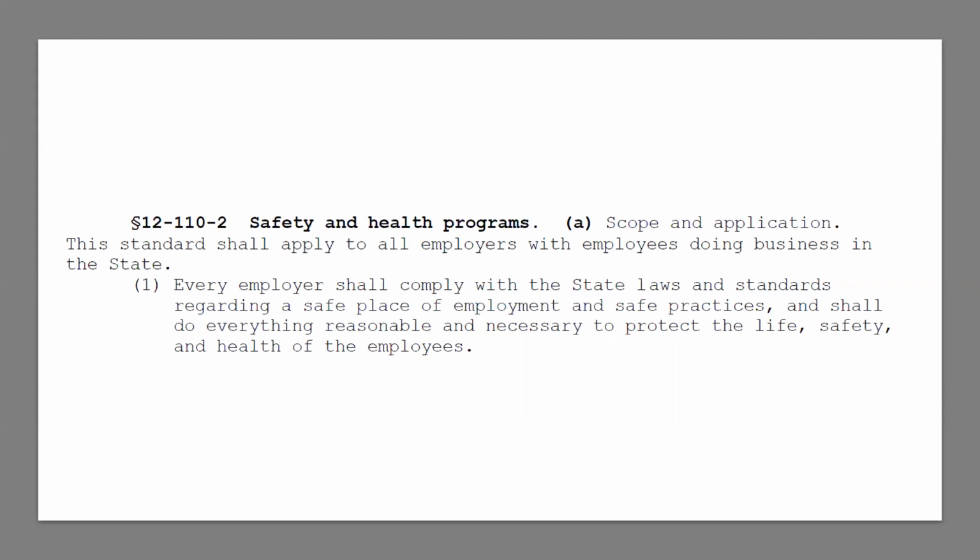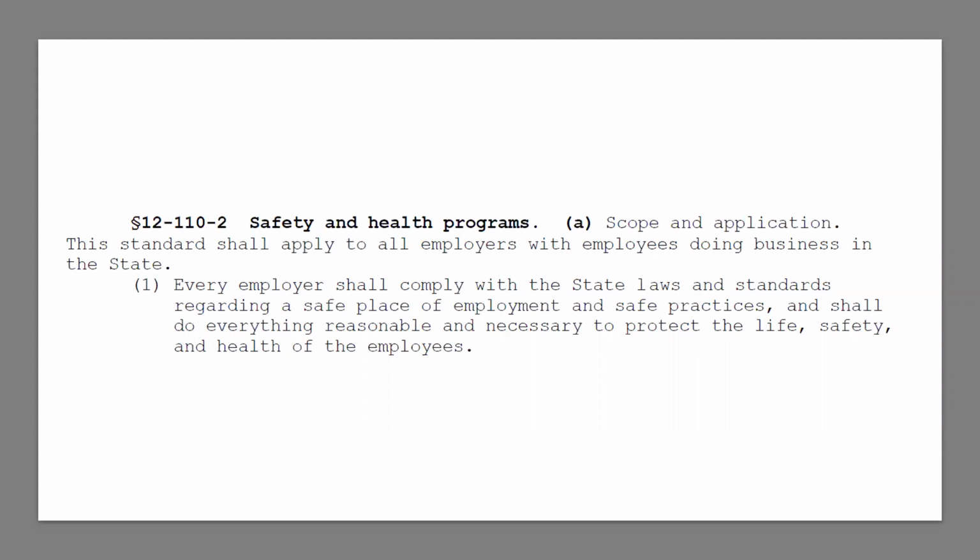And then this is some really specific language here. It says, and shall do everything reasonable and necessary to protect the life, safety, and health of the employees. That is our burden by law. That is the standard that we are held to in a court of law. And that is the expectation of the minimum requirements of every business in the state through your safety and health program. That we shall do everything reasonable and necessary to protect the life, safety, and health of our employees.